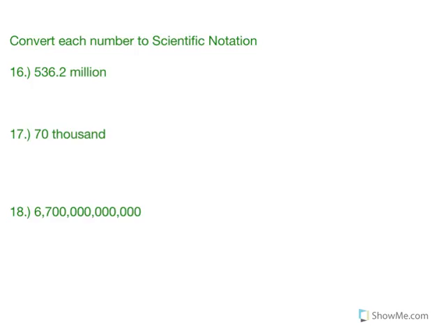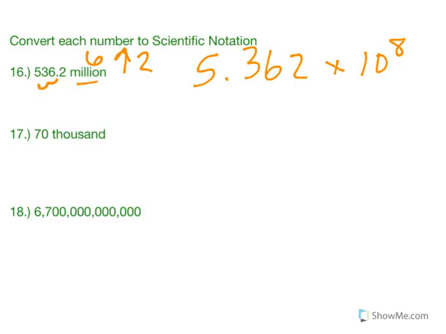Now we want to go to scientific notation. So with these, million is 6. Well, I'm going to have to move this 2 places, so that's going to increase my exponent by 2. So 5.362 times 10 to the 8th. I got 6 because of the million, an additional 2 because of moving the decimal, and that's why I have an exponent of 8.